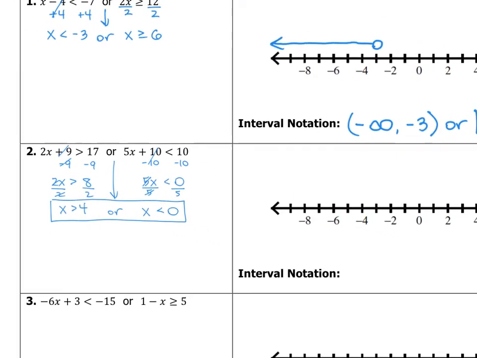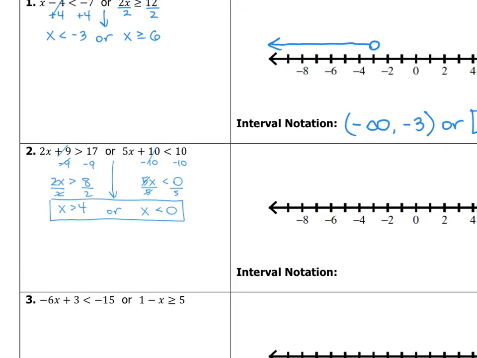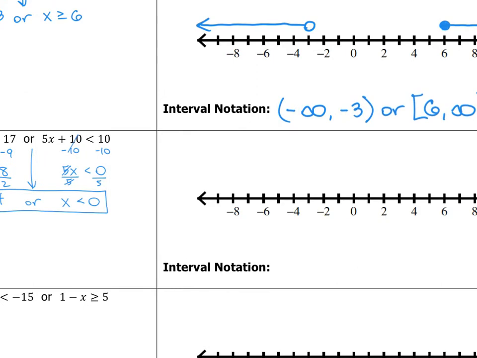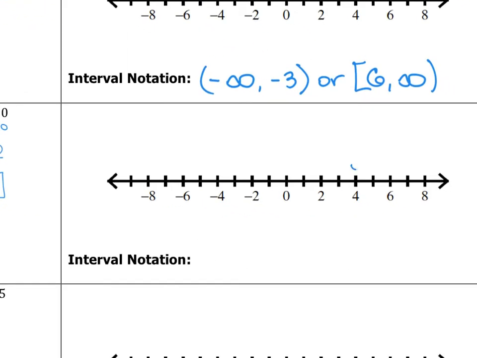To graph this, I'm going to start by putting a hollow circle on 4. And since x is greater than 4, my shading will go to the right. And then I will put another hollow circle on 0. Since x is less than 0, I'm going to shade to the left. The interval notation will look like this.